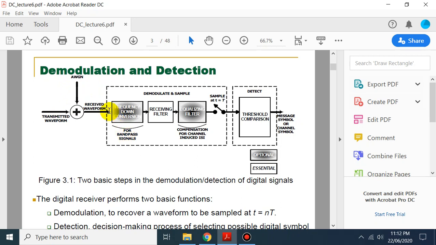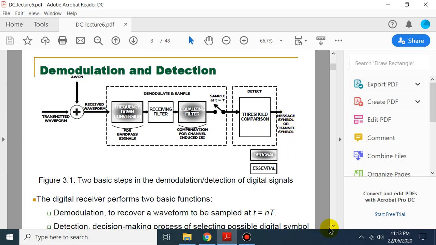Using this, for demodulation and detection, we pass the signal through a frequency down conversion, then a receiving filter, and then an equalizing filter. Then, using threshold comparison, a decision detecting device or decision making device, we get our message symbol or channel symbol.